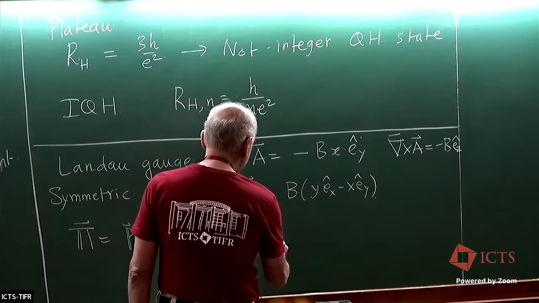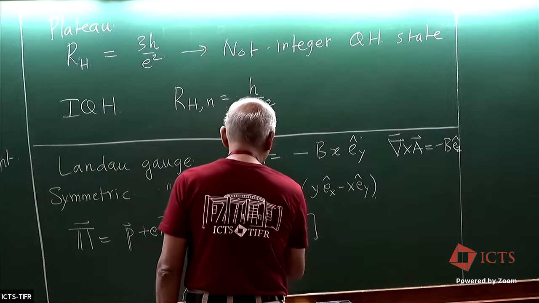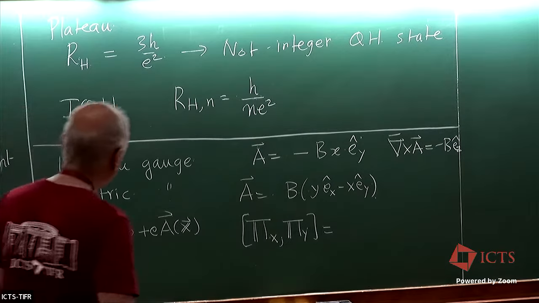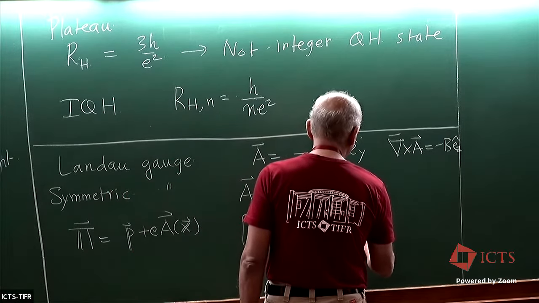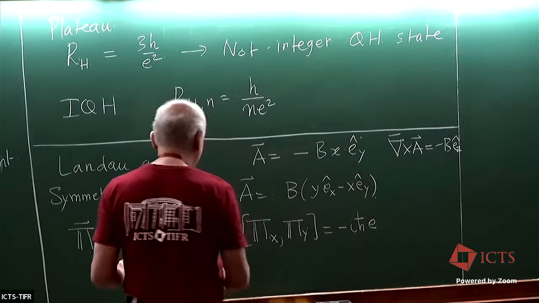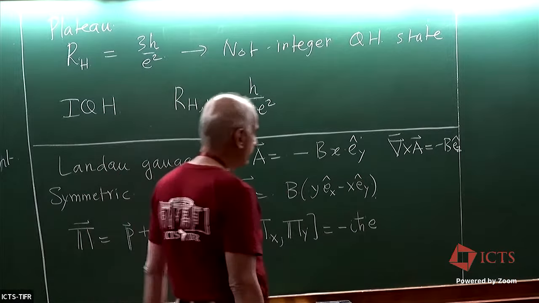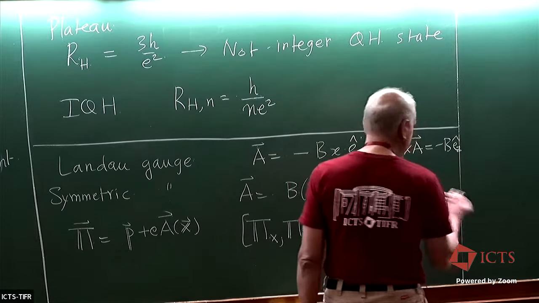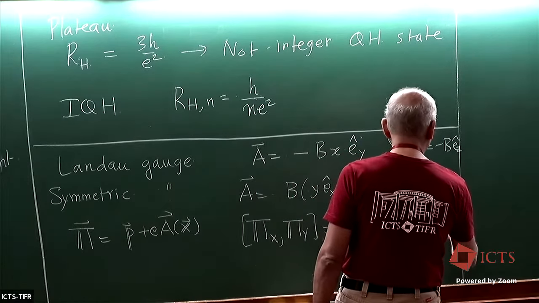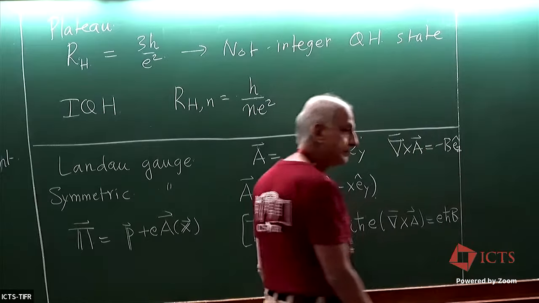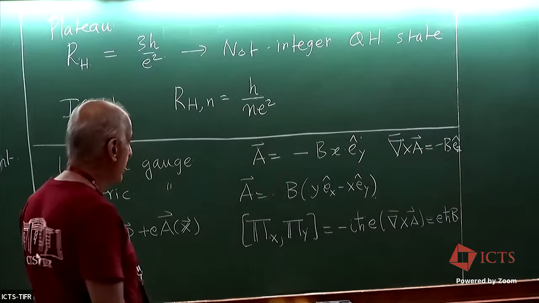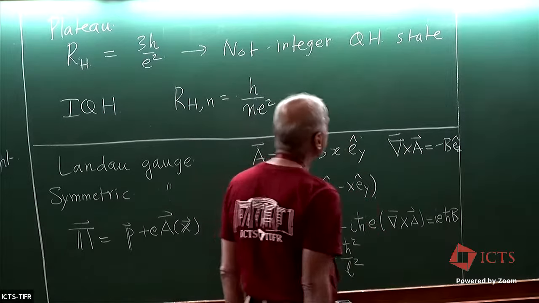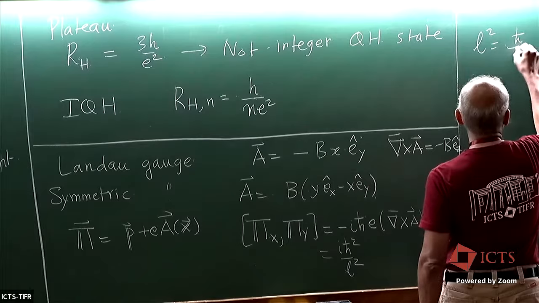If you take the commutator of the mechanical momenta π_x and π_y, you can easily do it. P is -iħ∇ in quantum mechanics. So you apply it and you find -iħ, there's of course an e, and then P_x will act on A_y and P_y will act on A_x, and they'll come with a minus sign. And of course, you will have the curl of A. Taking that minus sign into account, you get basically eħB. You can also write this as iħ²/L², where L² is ħ/(eB).